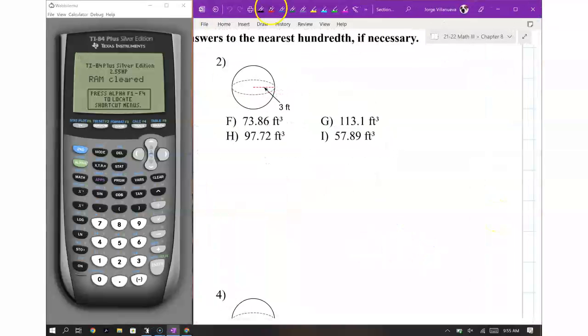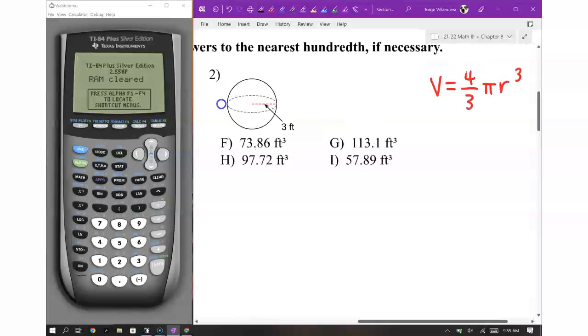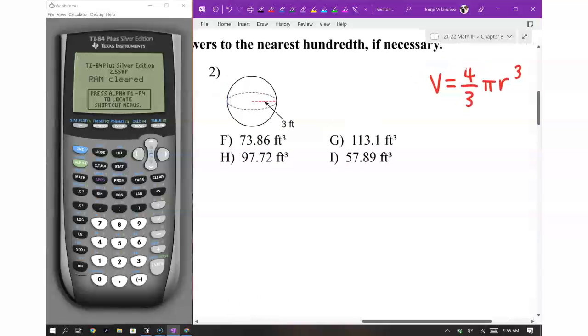So here we go. Let me write down our formula, okay? V equals 4/3 pi r cubed. So this should be pretty easy. All we need to know is our radius. So look at this picture that we have right here. What is the radius? 3, right? So volume is equal to 4/3 pi 3 cubed.